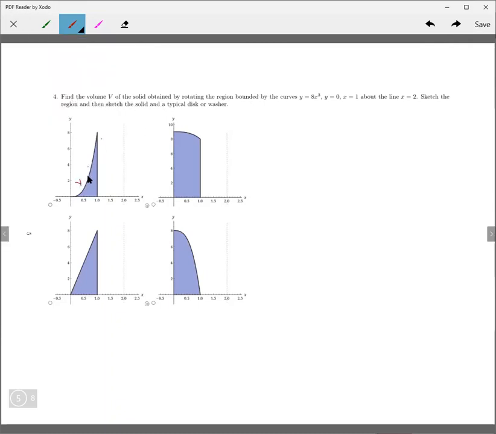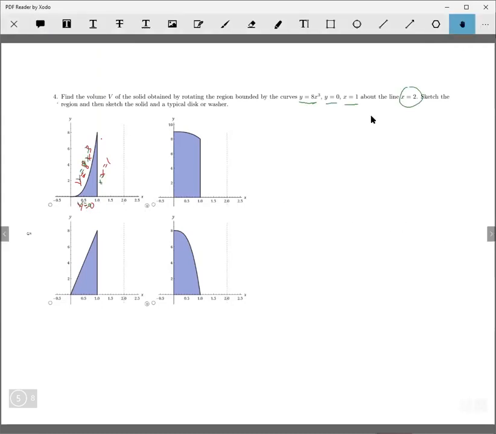Okay, so y equals 8x cubed. This is x equals 1. And this is y equals 0. Oops. Okay, so everything is written there twice, I guess. That's messed up. I can't erase it. So annoying.